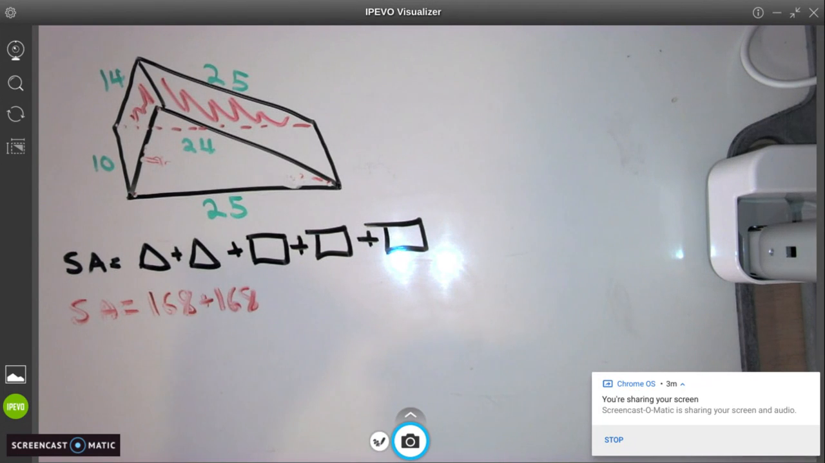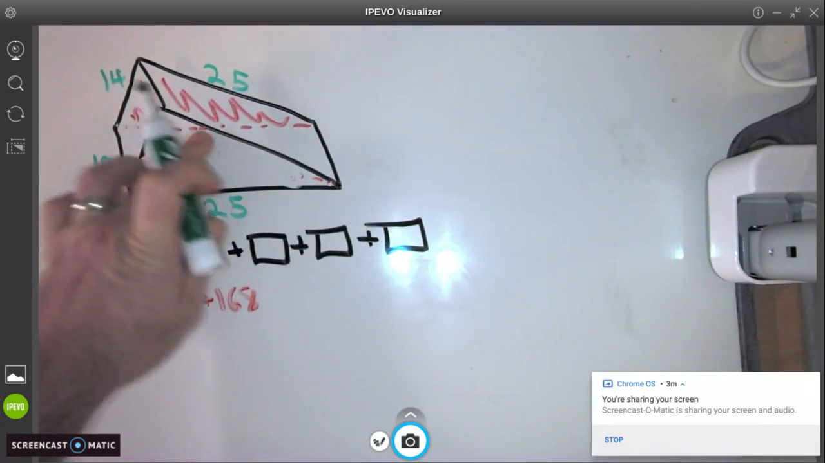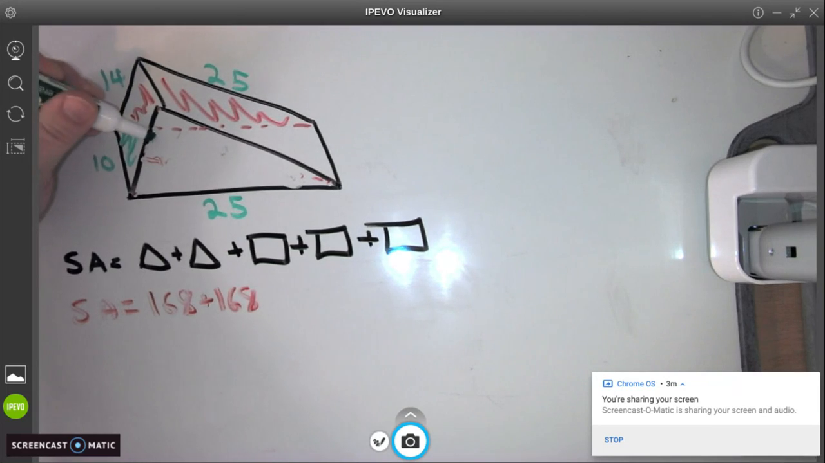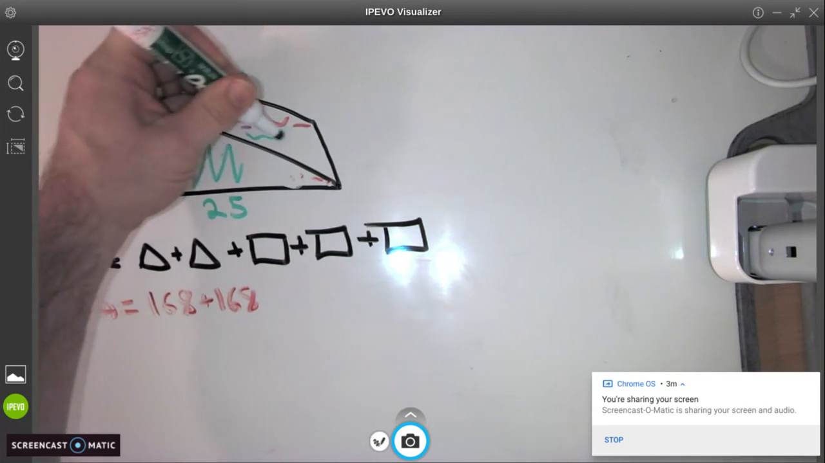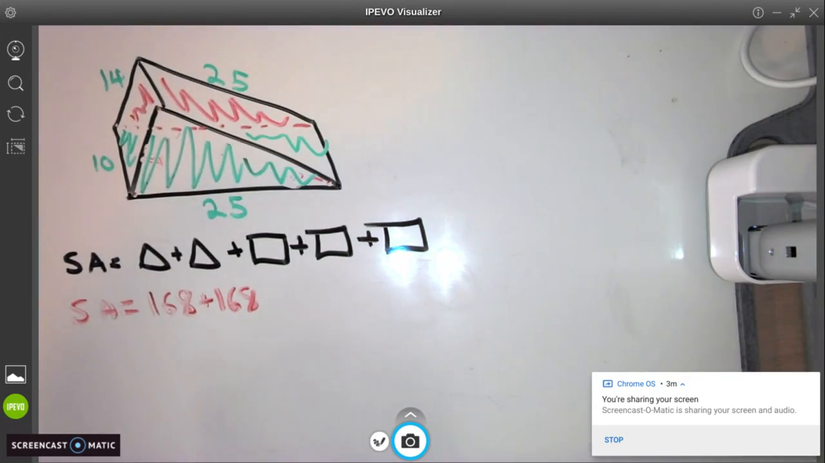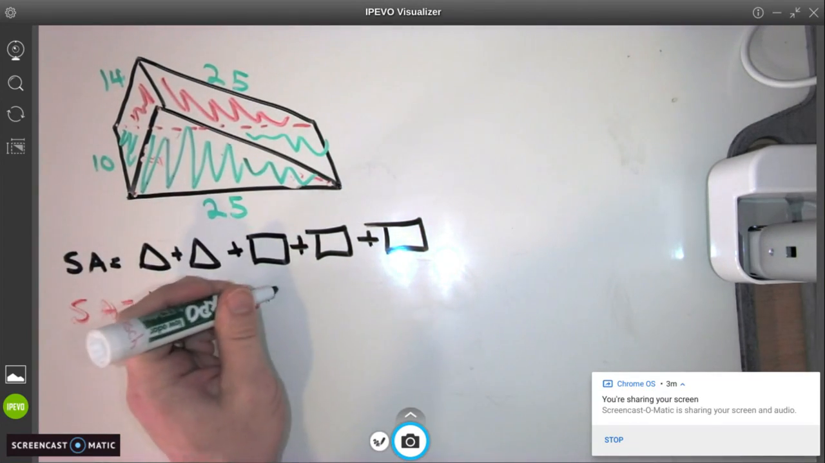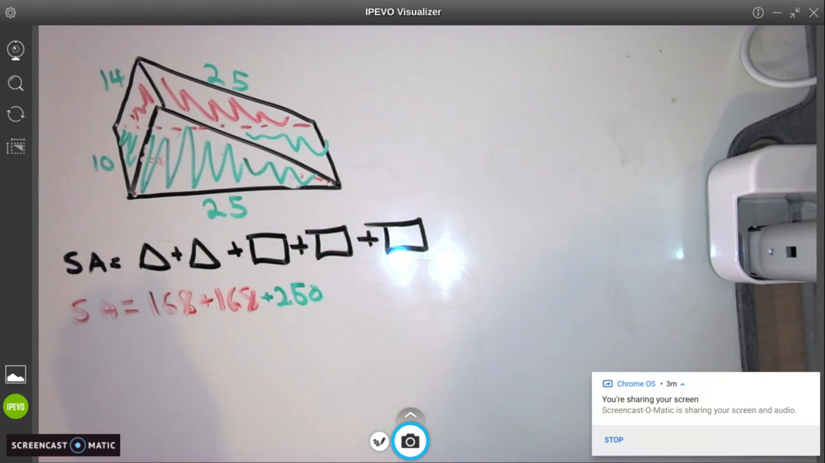All right, so now what we need to do is find the area of the different rectangles that make this up. So first I'm going to find the area of the bottom rectangle here. So that's this one right there. Length times width, 25 times 10 is 250.